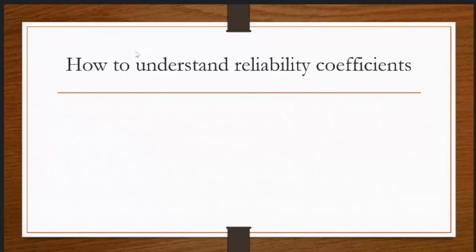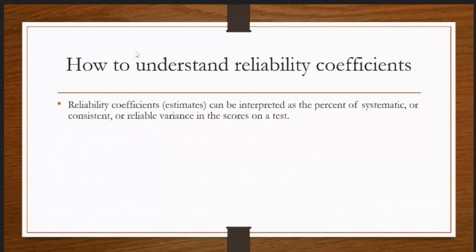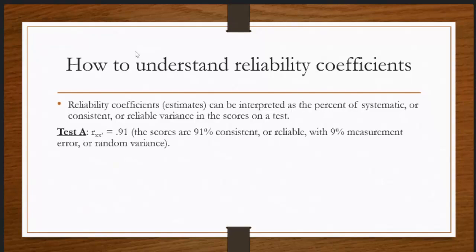How to understand the reliability coefficients? The reliability coefficients can be interpreted as the percent of systematic or consistent or reliable variance in the scores on the test. For example, if test A has an R value of 0.91, the scores are 91% consistent or reliable, with 9% measurement error or random variance. So this test is considered reliable.